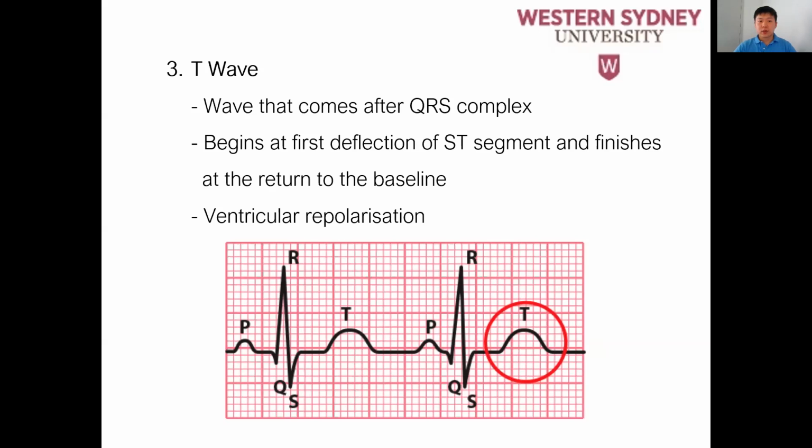So the last of the waves is the T wave, and it's a wave that comes after the QRS complex. It begins at the first deflection of the ST segment and finishes at the return to baseline of the isoelectric line. And this represents ventricular repolarization.